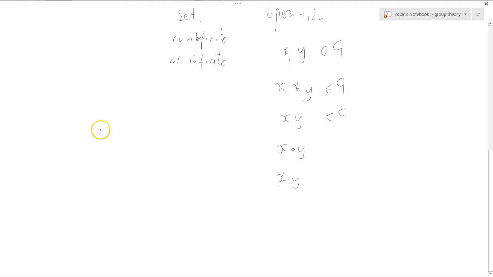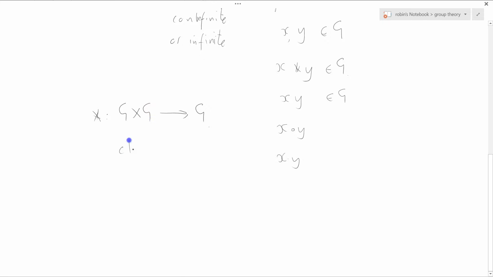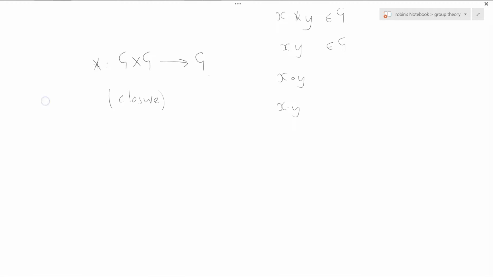So formally what we've got is star, or whatever notation you want, is a map which maps G cross G to G. So x and y being in the group means that the product of the two, or the result of applying the operation, is also in G. You can't escape G by using this product, and this is called closure. Sometimes it's classified as an axiom, sometimes not.